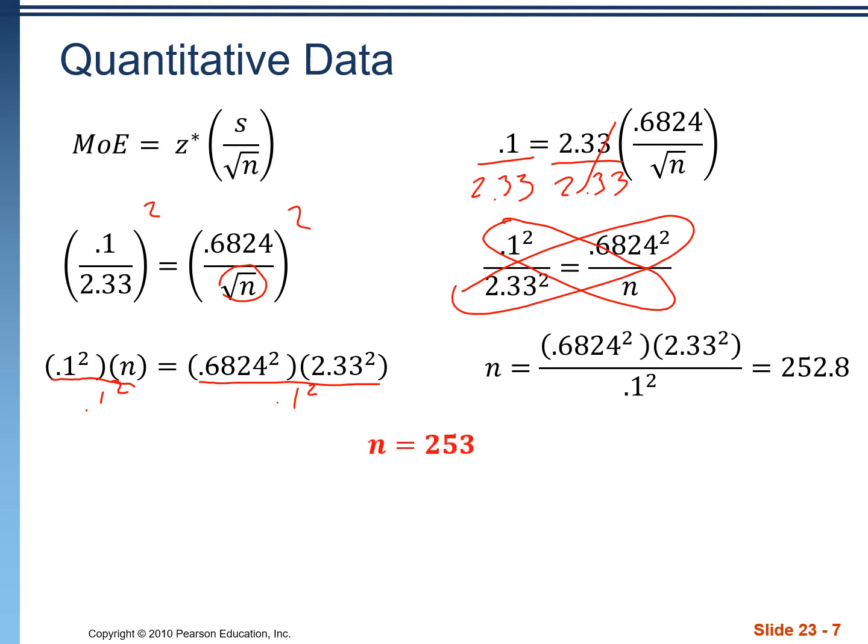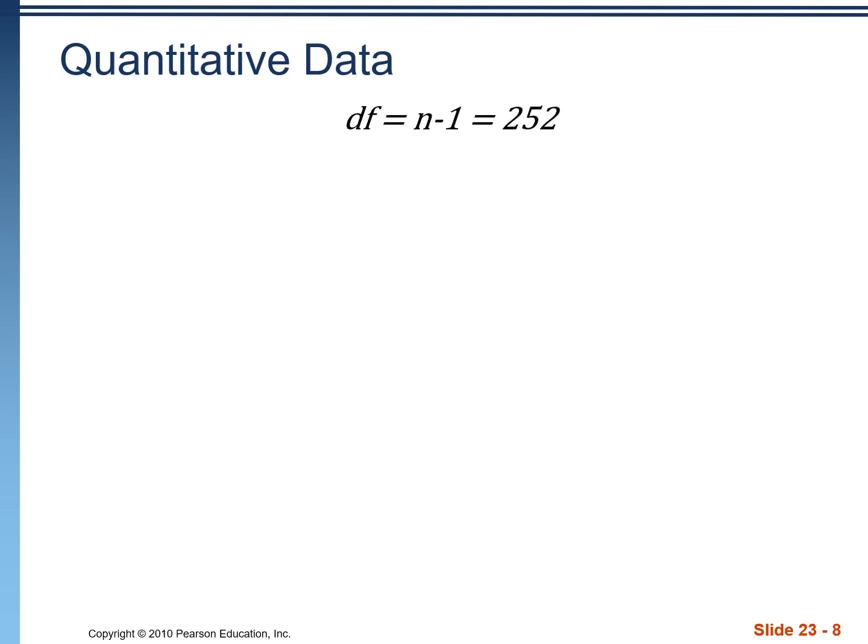Now, this is not our answer because we're not supposed to use a z-score here. We're supposed to use a t-score. Okay, so now we can use this sample size to get an approximate critical t-score and redo our problem to get a more accurate value. So what I mean is now we have an n, and this n is going to be relatively close to where we end up. So we can use this to get a degrees of freedom, 252.